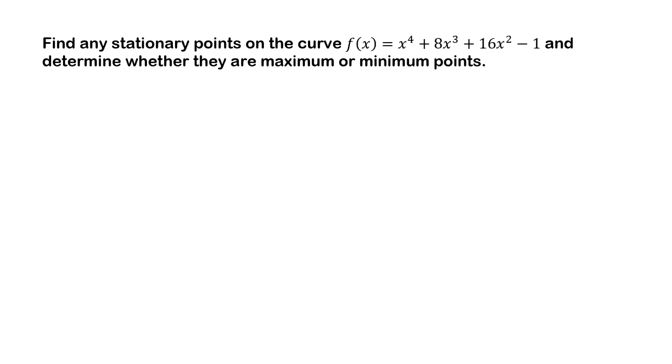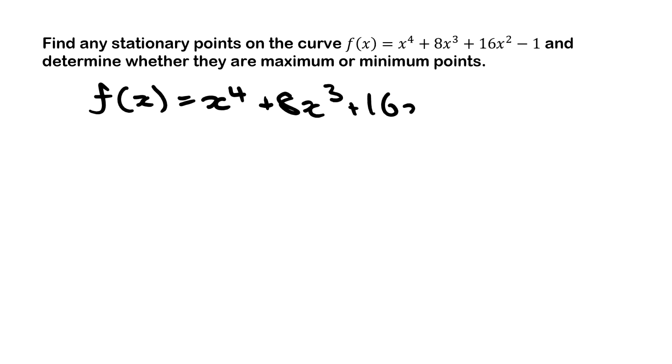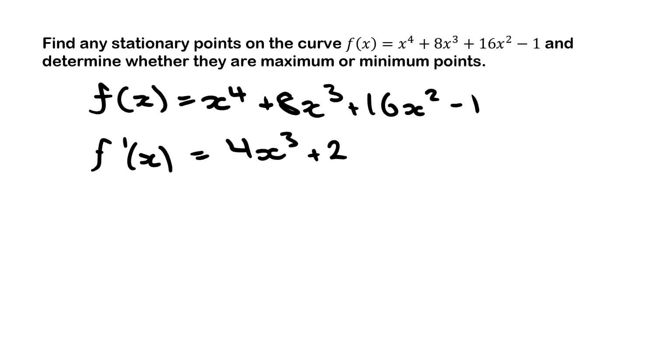Now, if we go down here to the next question, we need to find any stationary points on the curve x to the power of 4 plus 8x cubed plus 16x squared minus 1, and determine whether these are maximums, minimums, or what kind of points they are. So we start the exact same way we started every other one. You write out your function. We find the first derivative. Let's find our second while we're here.